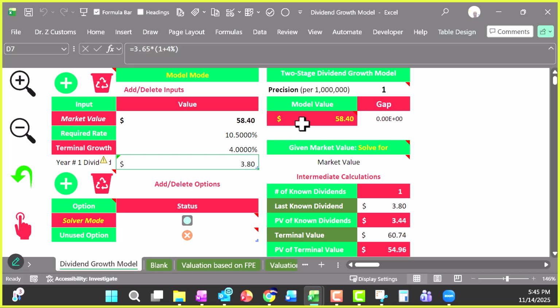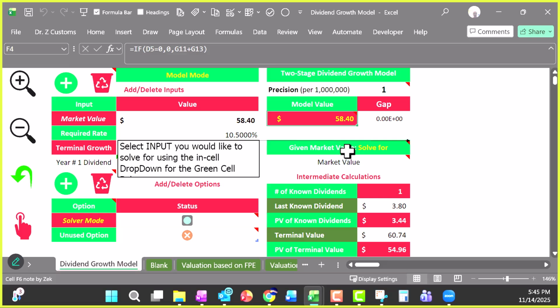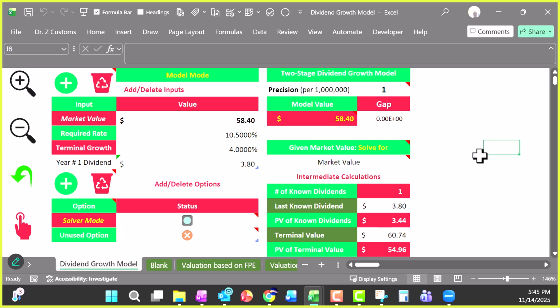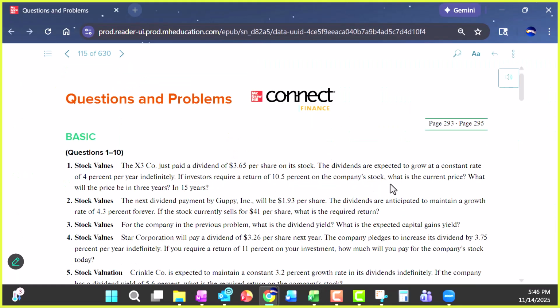Given that, that's the value of the stock. Okay, this is basically what we called case one or model one. You know the first year dividend, and you also know that dividends are going to increase at a constant rate after that indefinitely. This is all you need to do. Let's look at the rest of the problem.